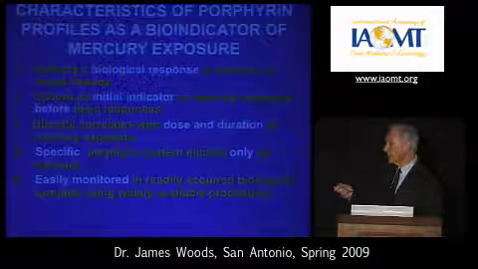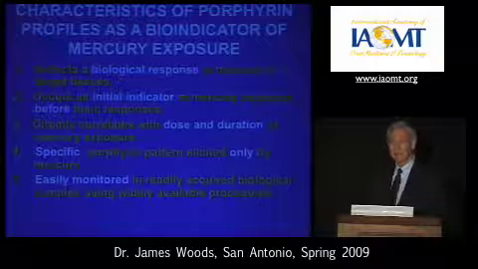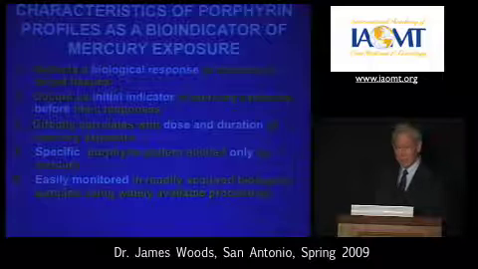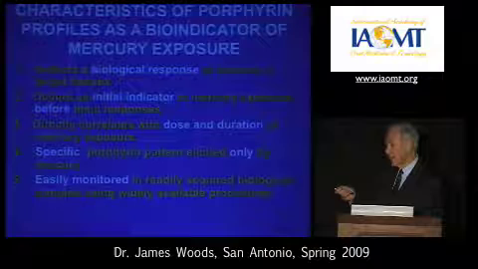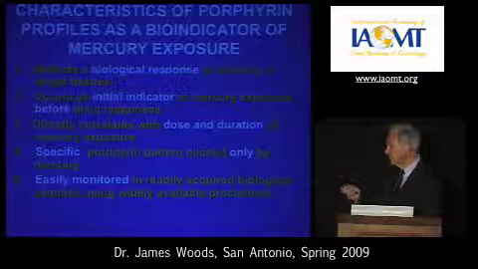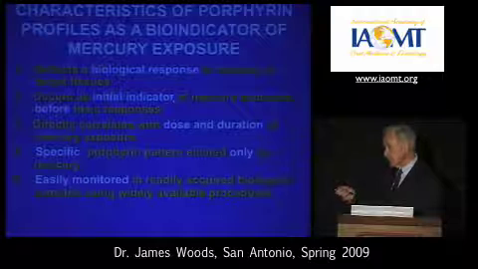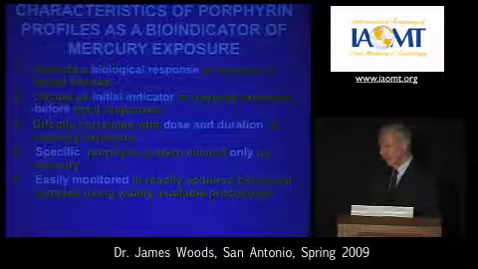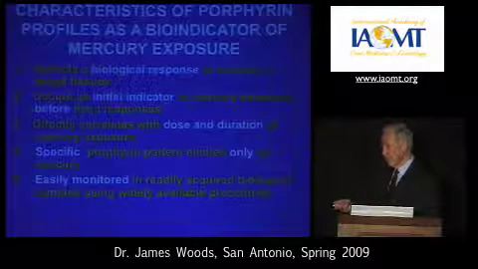A biological response actually reflects the amount of metal that is in the tissue, which is much more important in terms of determining its toxicity. So a biological response is what we have in the way of this porphyrin excretion pattern to mercury. We can also see this as an initial indicator of mercury exposure before any toxic responses occur. I'll show you later just how sensitive these porphyrins are as a biomarker to mercury.